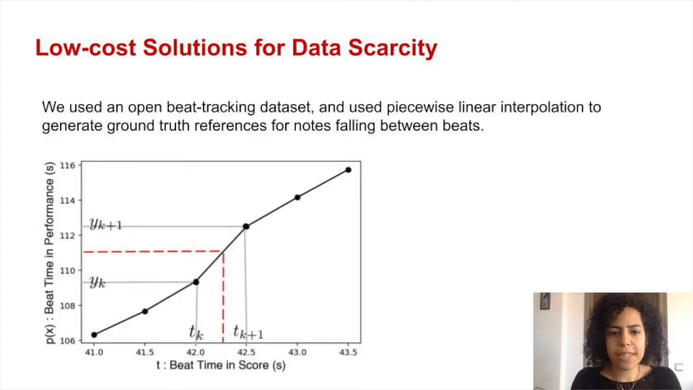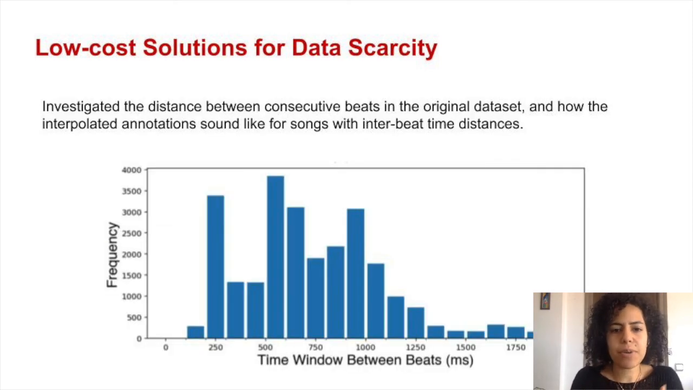Of course, beat tracking annotations are sparser in time than those needed for audio to score alignment, so we used piecewise linear interpolation to approximate what falls between the beats. And of course, this is not perfect, and the rest of our work was analyzing what the pitfalls of this approach are and how it could be improved.